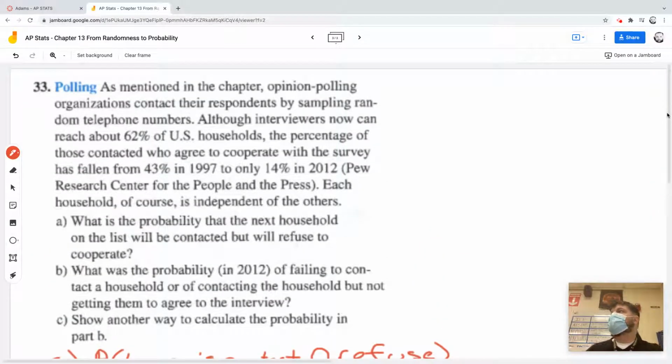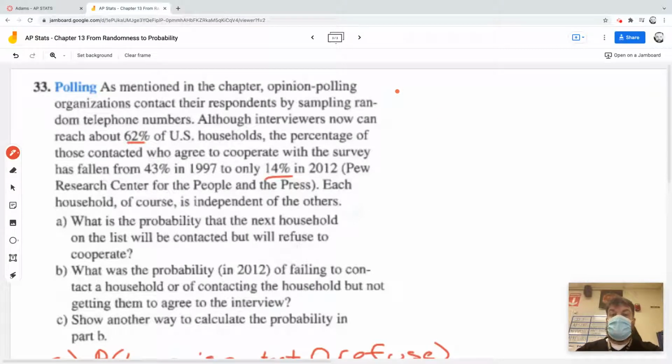So let's reread this, and this is what I want you to process. Remember how Mr. Adams was saying and or? When we use or, we use one formula. When we use and, we use a different formula. And whether we use and or depends on how the question is framed. So we have some probabilities that they've given us. We know that interviewers can contact about 62%, right? But we know that only 14% agree to cooperate.